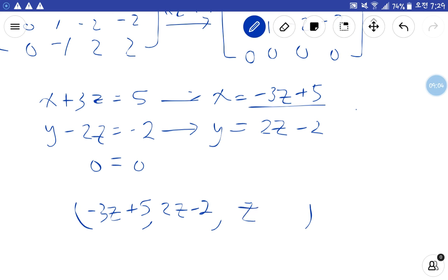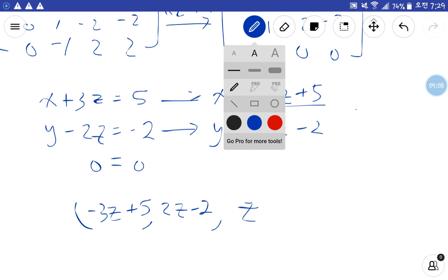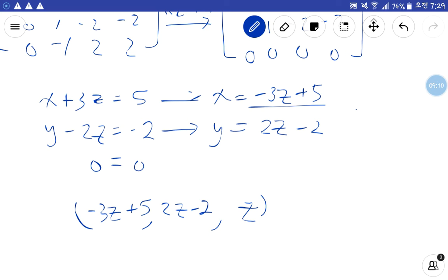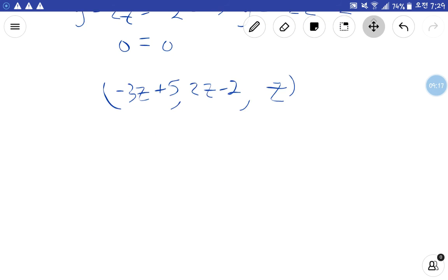And then just z, because z is any number. It can be any number. Okay? That is going to be our answer, where z is any real number.